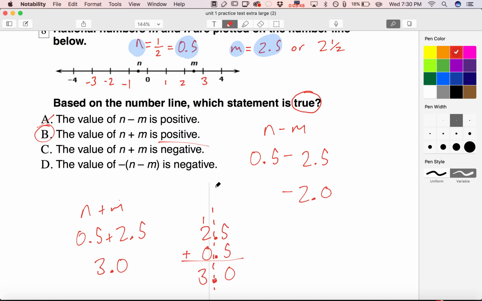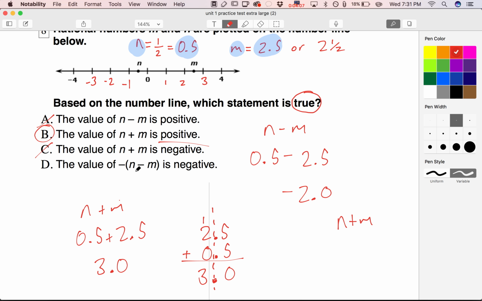Let's see if there's any more answers. Sometimes there are more than one answer. So n plus m is negative. Is that true? Well, we already solved for n plus m, so we don't need to do it again. Is this negative? No, we found out it was positive.